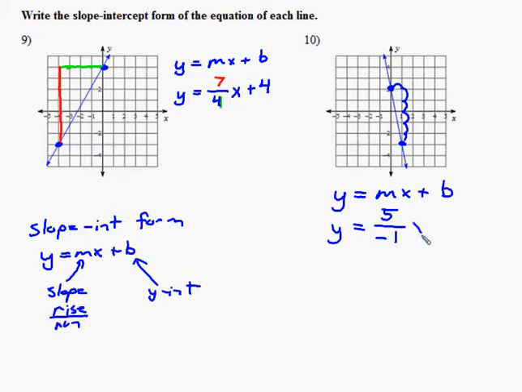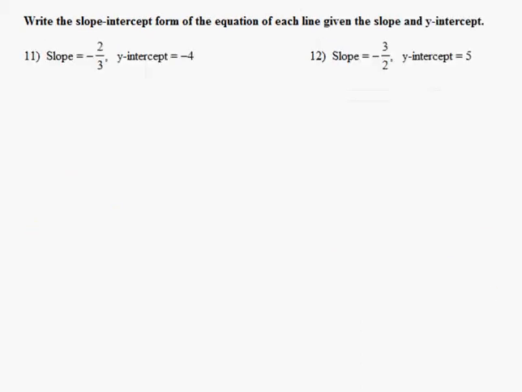And then we have our x, and then plus b. b is the y-intercept. We can see that easily that it is positive 2, so we're just going to put a 2 there. We can simplify this fraction. 5 over negative 1 is just negative 5. So the equation of our line is y equals negative 5x plus 2. So that's a nice simple one. These are also simple ones.